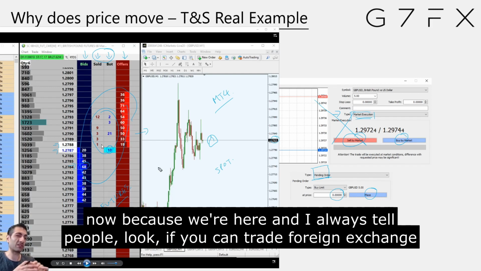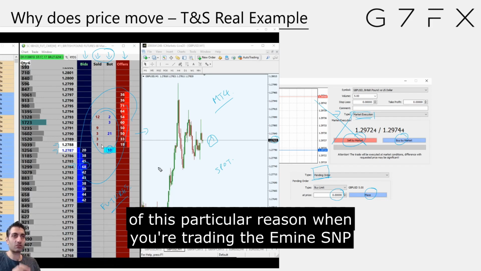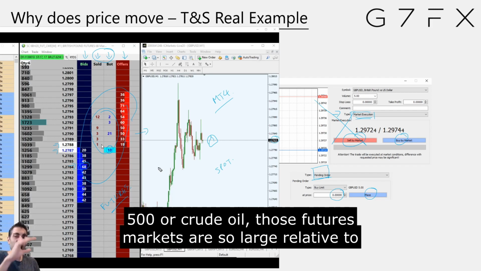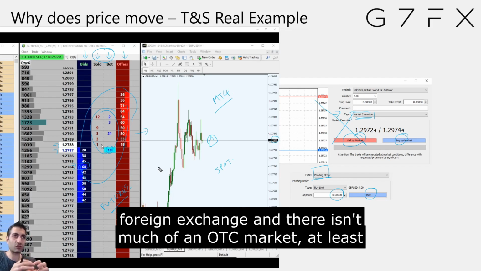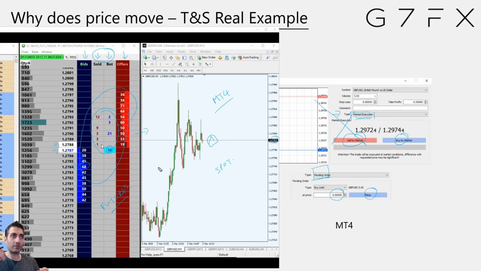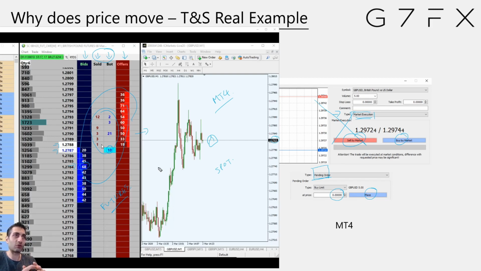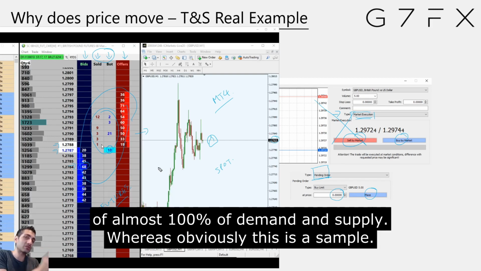And I always tell people, look, if you can, trade foreign exchange, but try and leave that till much later in your career, because it's very advanced because of this particular reason. When you're trading the E-mini S&P 500 or crude oil, those futures markets are so large relative to foreign exchange, and there isn't much of an OTC market, at least in terms of immediate risk taking for oil and the S&P futures, that they're essentially reflective of almost 100% of demand and supply. Whereas obviously this is a sample.